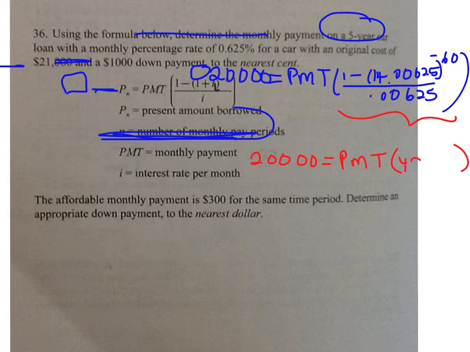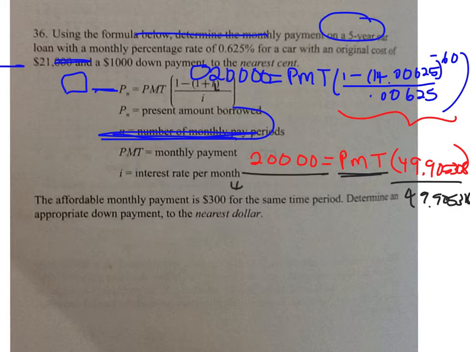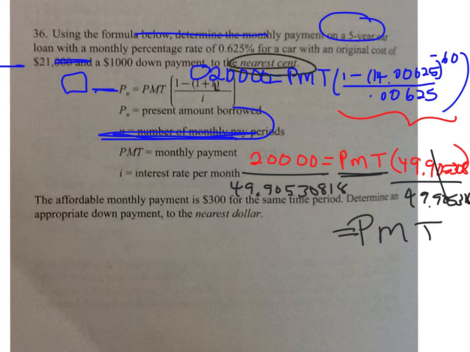So make sure you know how to get this. 49.905301818. And then remember we're solving for PMT, so divide both sides by 49.905301818. So I get my monthly payments are going to be, this is to the nearest cent, it says, nearest cent, $400.76.